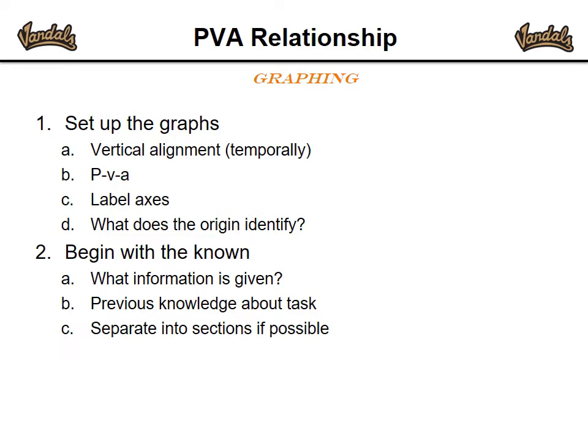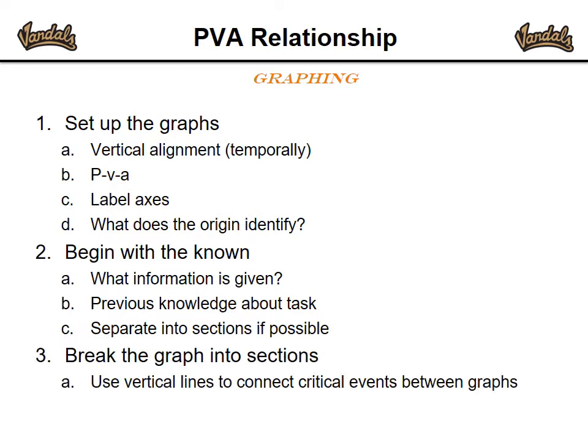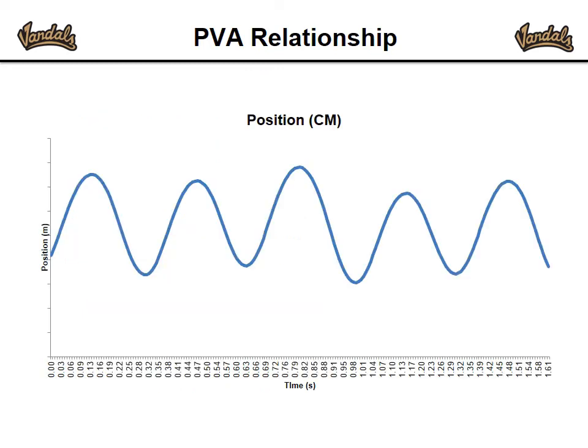And then you should know some stuff about the task. And we all have our predispositions about tasks and what we know about it, but use that to your advantage in setting up these problems. And then I'll show you how to break this up into sections here in a second with the use of vertical lines. And this is where you connect the critical events, the inflection points, the min maxes and the zeros in the 3 graphs that helps you transition down the line. So let's talk about what these look like.